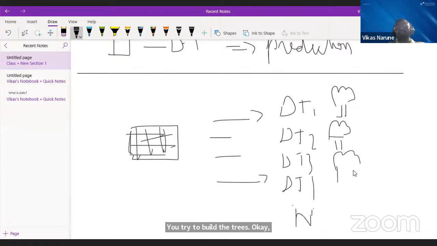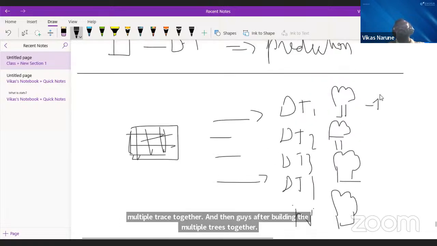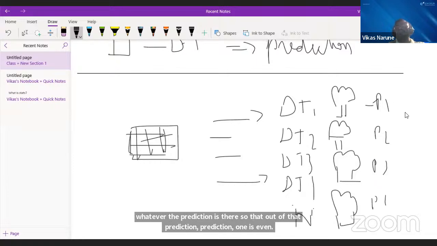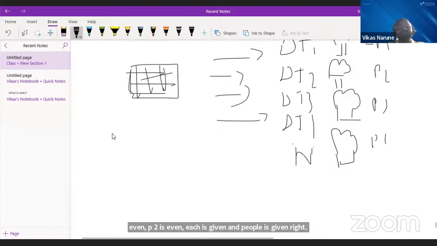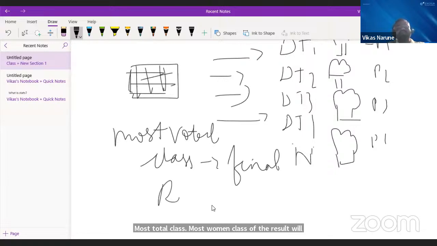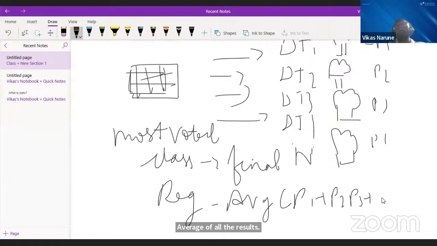After building the multiple trees, prediction P1 is given, P2 is given, P3 is given, and P4 is given. Out of that, the most voted class of the result will become the final prediction for classification. And for regression, I am going to take the average of all the results, P1 plus P2 plus P3 plus P4. The average of this will become my final regression number.